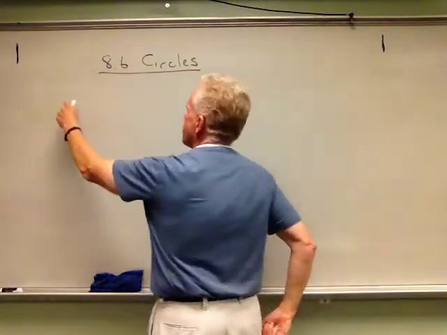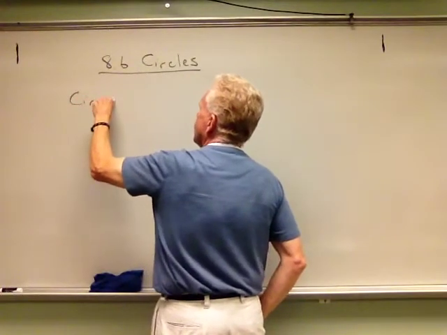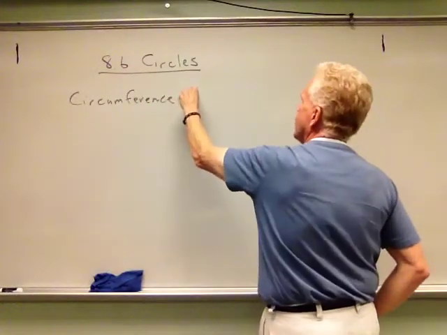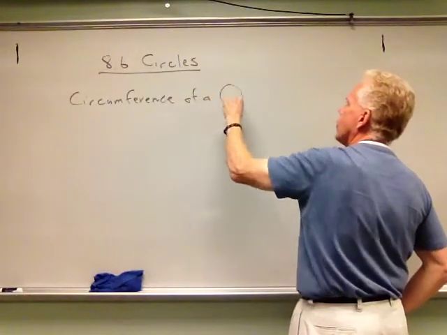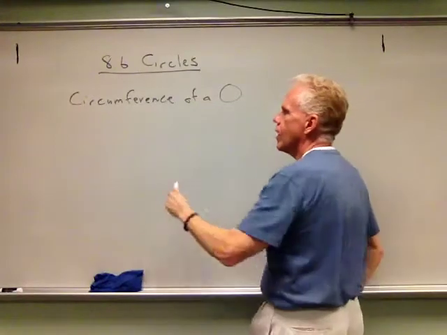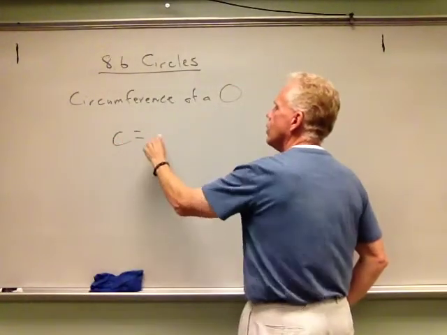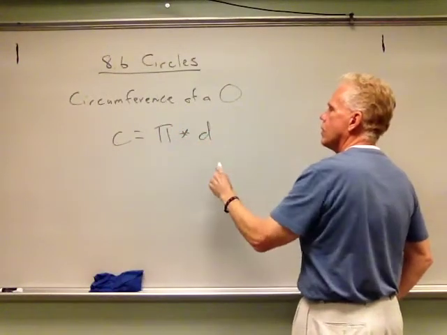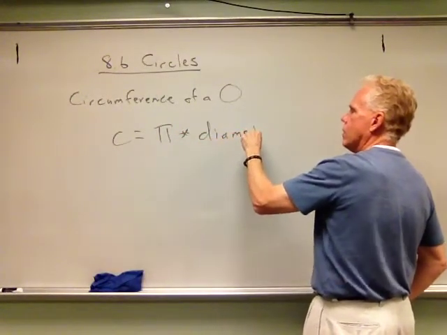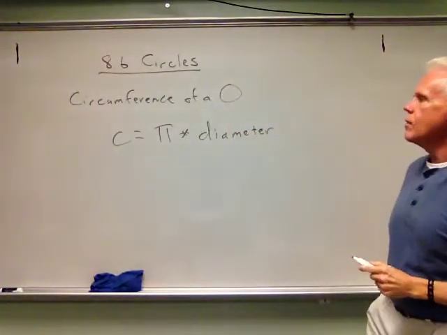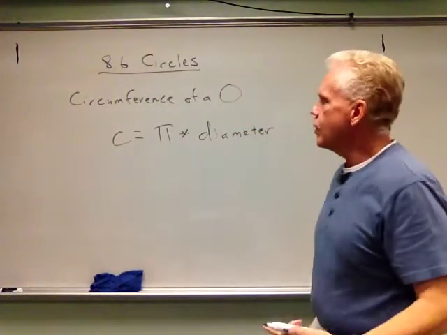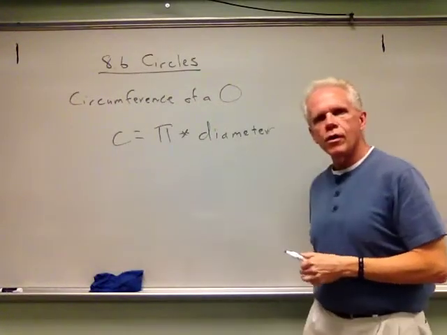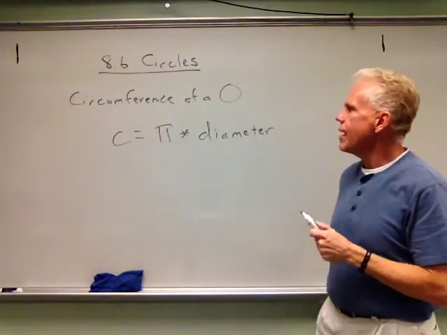First formula, circumference of a circle. Or just C equals pi times the diameter. So if we know the diameter of a circle, we can use that diameter to come up with the circumference of the circle. Circumference equals pi times diameter.